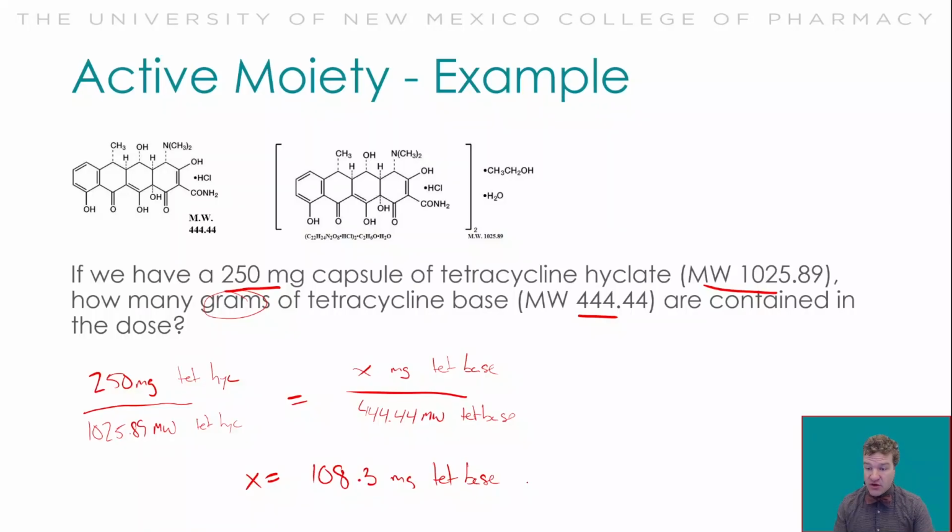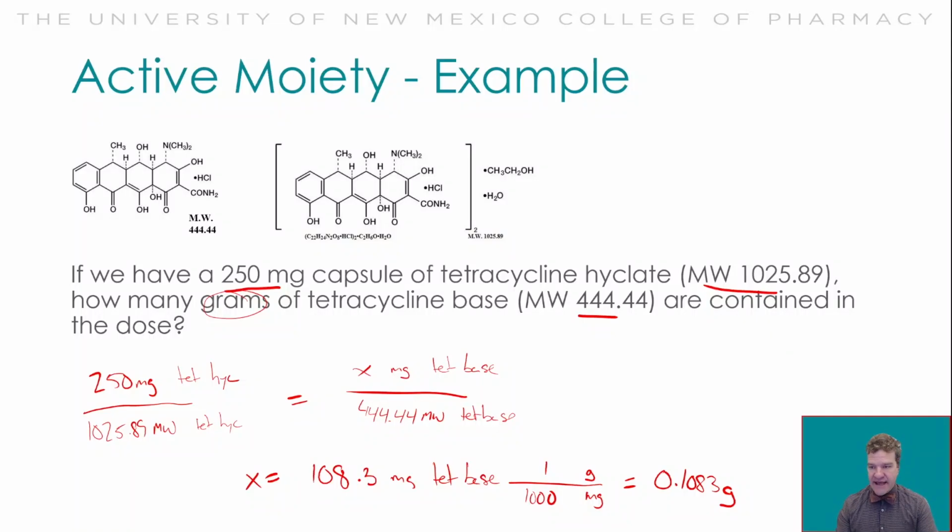But the question says grams, so we need to convert. We want to get rid of milligrams. We want to go to grams. Grams is bigger, so we divide by 1,000. And we get 0.1083 grams, okay?